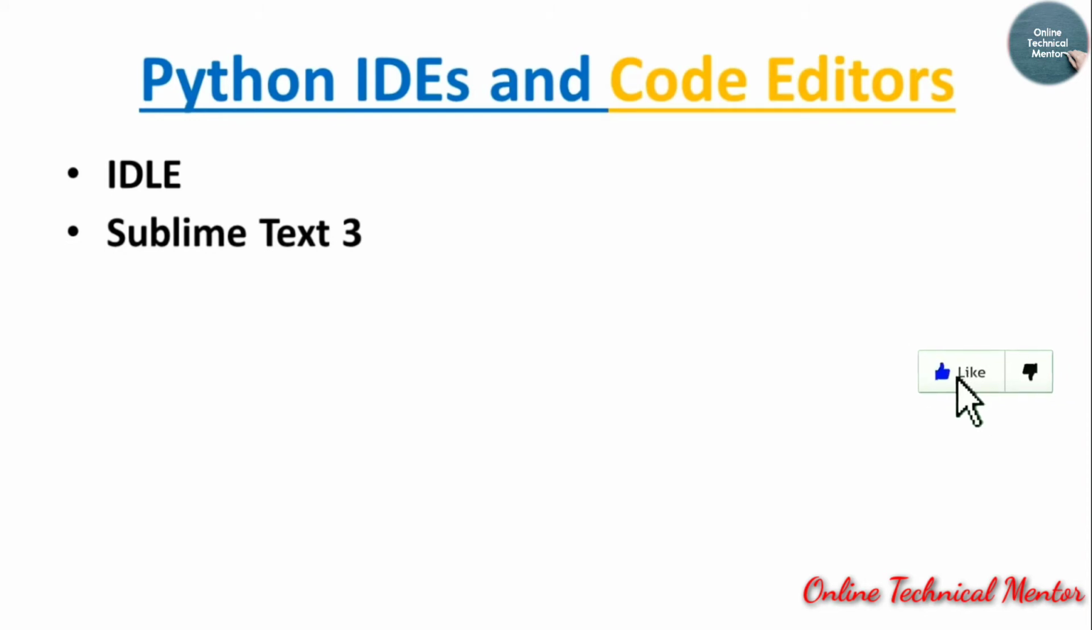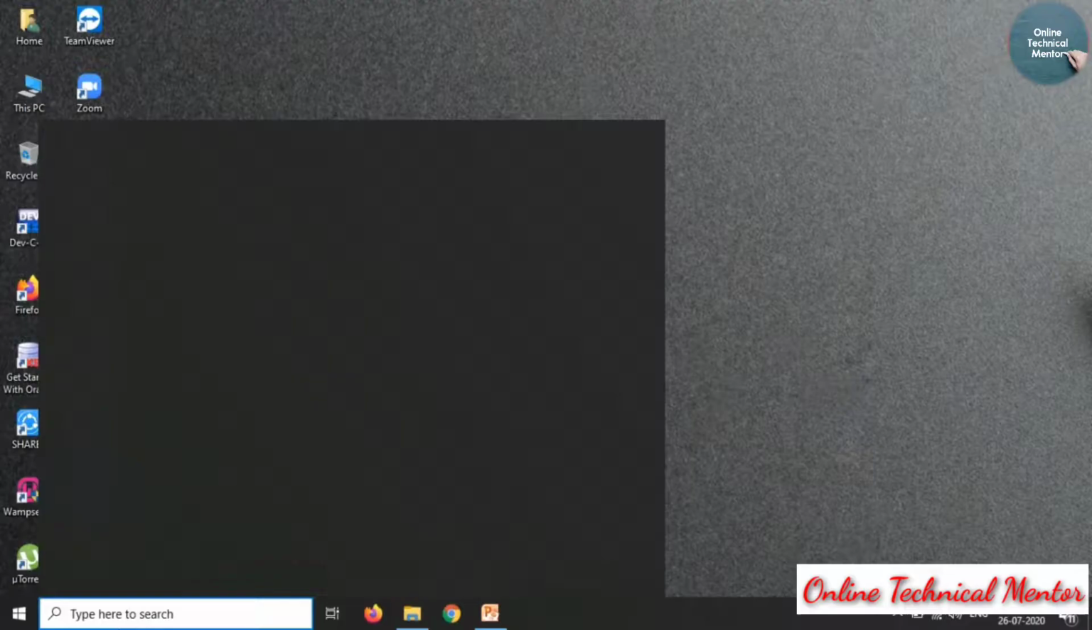Next, Sublime Text 3. Sublime Text Editor is a popular code editor that supports many languages, including Python. It's fast, highly customizable, and has a huge community. It has built-in support for Python when you install it. If you want to take input from the user, you have to configure it accordingly. Let me show you this editor.